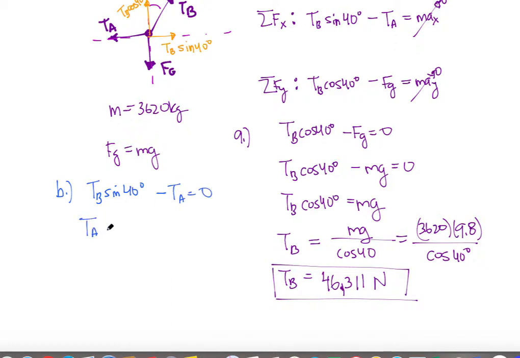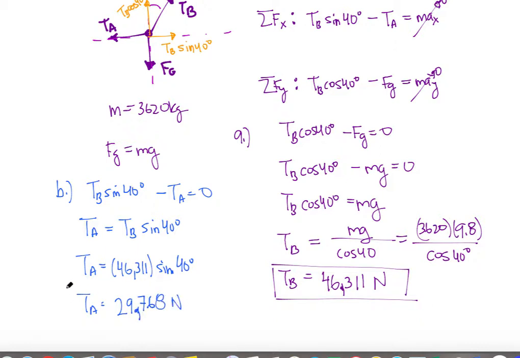Therefore, tension A is just going to be tension B times the sine of 40 degrees. So substitute in my value here, and I have 46,311 times the sine of 40 degrees gives me 29,768, we'll say. And that's also newtons.